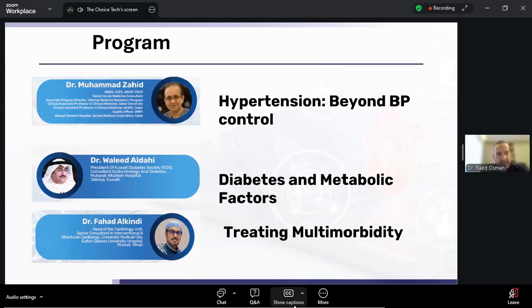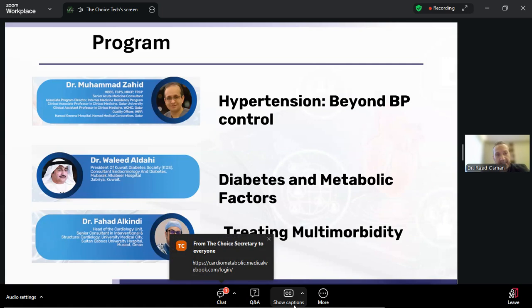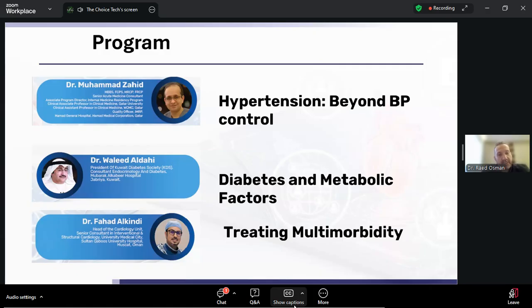So far, we have seen that cardiometabolic disease is characterized by multimorbidity and that this challenge affects millions of patients worldwide. Addressing such complexity requires a multidisciplinary approach. Today's program brings together three distinguished experts who will guide us through different but complementary aspects of cardiometabolic care.